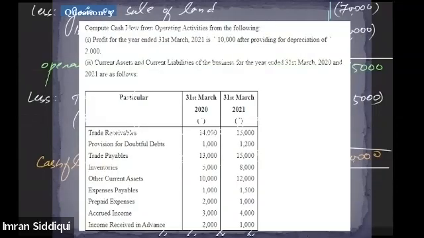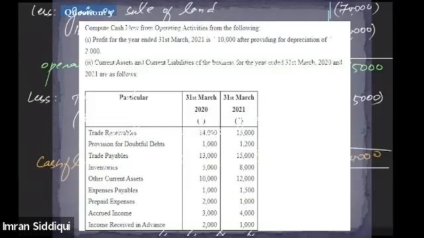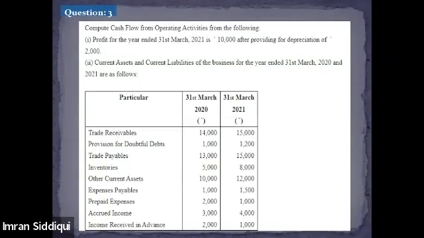Question number 3. It says compute the cash flow from operating activities from the following information. Profit for the year ended 31st of March 2021 is given as 10,000 after providing depreciation of 2,000. Current asset and current liability of the business for the year ended 2020 and 21 are as follows. So changes in the current asset and current liability are given.